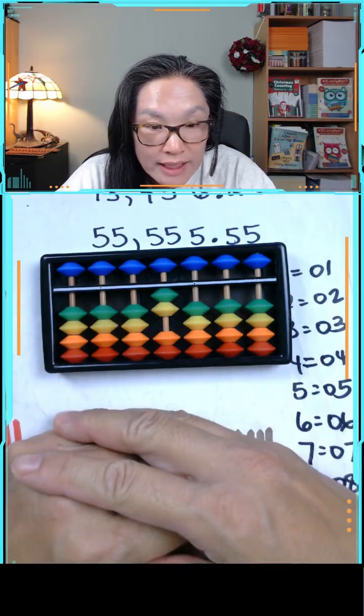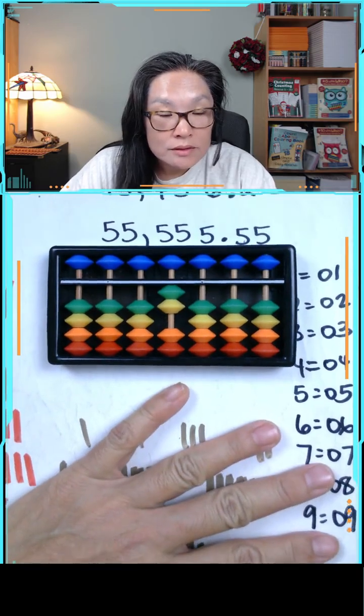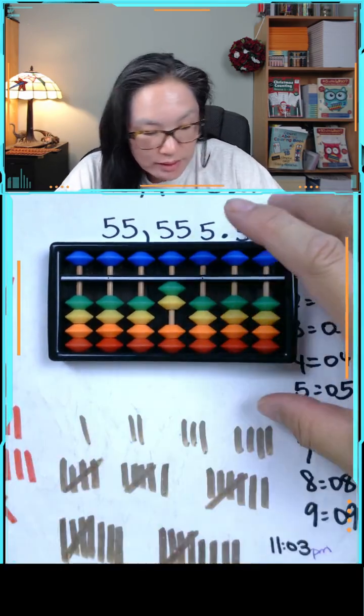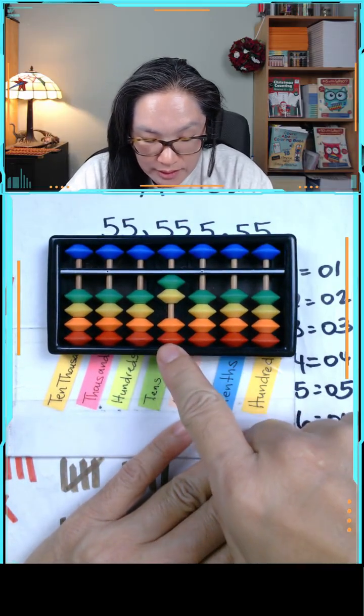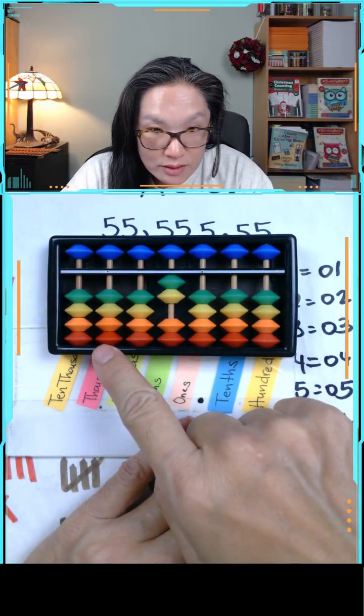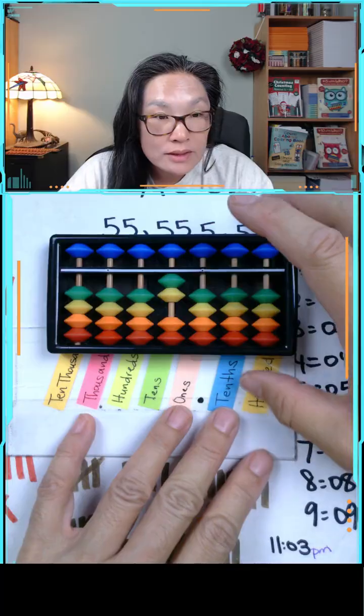I don't know if Cake has been following. Does that make sense? So we can count and then we can go into hundreds. So we have our ones, tens, hundreds, thousands, and then 10,000s. That's it.